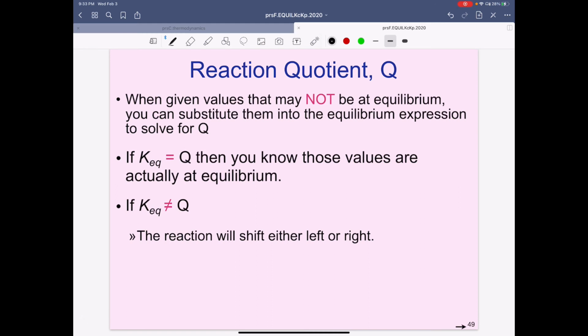Now let's talk about the reaction quotient Q, which we have used already. When you're given values that may not be at equilibrium, you can substitute those initial values into the equilibrium expression, call it Q, and if Q equals K, then you say, oh, we must already be at equilibrium. But if Q does not equal K, the reaction is going to shift either left or right.